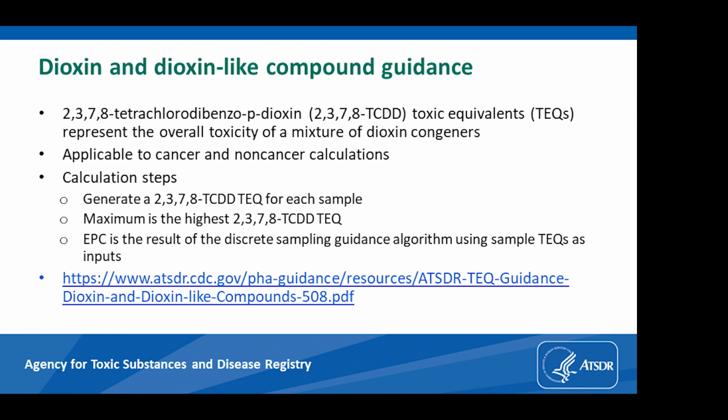To calculate a dioxin TEQ for a group of samples with results for dioxins, the EPC tool first generates a dioxin TEQ for each sample in the data set, and the maximum dioxin TEQ is just the highest TEQ among all the samples. For the EPC, the program uses the individual sample TEQs as inputs into the discrete sampling algorithm and uses the output of the algorithm as the EPC for the collection of samples. The process is a little different from the process specified for PAHs, but again, we're not going to dive into the details today. If you want to know more, though, you can look at ATSDR's guidance document for dioxins, and it'll walk you through the process for calculating dioxin TEQs.